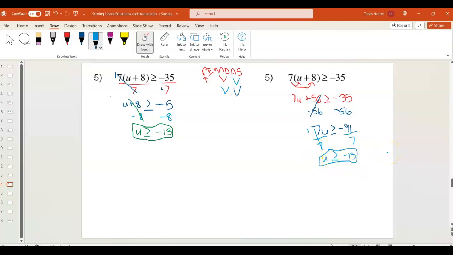U is greater than or equal to negative 13. So you can see two different ways to approach that problem. I thought this way on the left here was much easier.